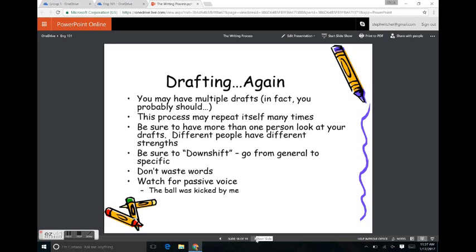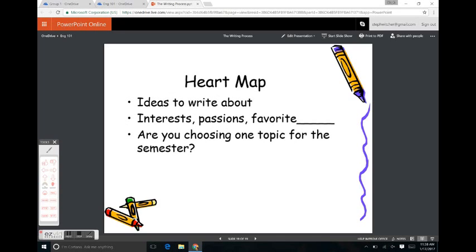Watch for passive voice. So that is, the ball was kicked by me. The problem with this sentence is that once I write a sentence like this, you can see that there's not really a subject, because the ball is not doing the kicking.